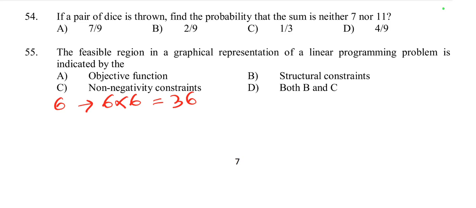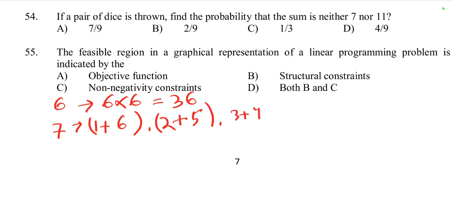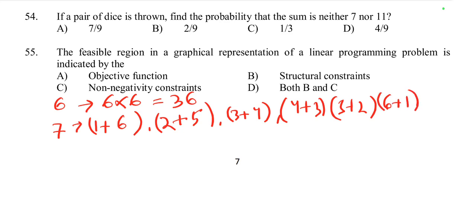So here total outcomes of our question is 36. Then we have to calculate the favorable outcomes for the sum of 7 and 11. First we take the sum of 7. 7 means if the first dice is 1, then the second dice is 6. If the first dice comes 2, then the second dice is 5, 2 plus 5 is 7. Then 3 plus 4 is 7. Then 4 plus 3 is 7, and 5 plus 2 is 7, and 6 plus 1. So these are the combinations to get 7.